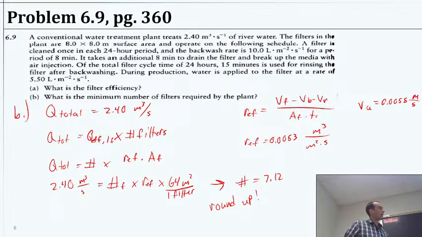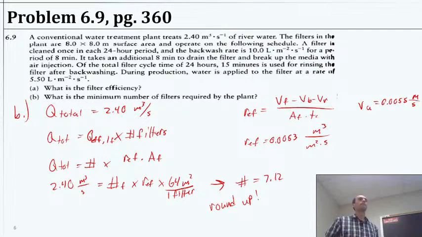Because 7 filters will not treat enough water for that plant. And if we do round up, one of the nice things there is that it gives us a little extra treatment capacity. So we can actually have them running at slightly lower loading rates, or we have a little more flexibility to add capacity if we need it.